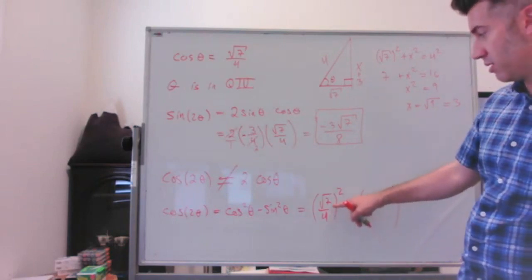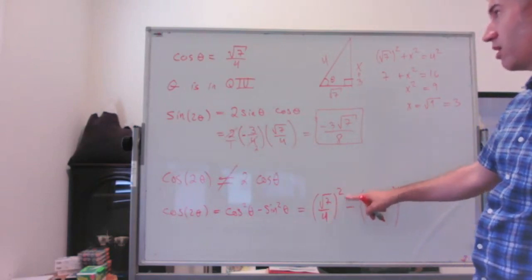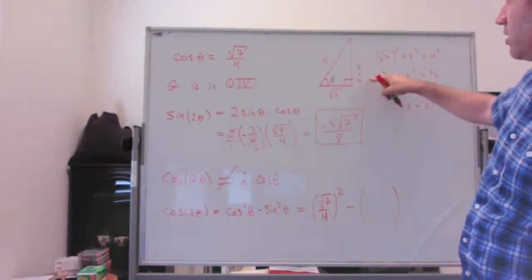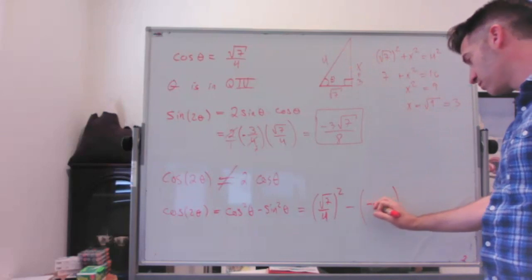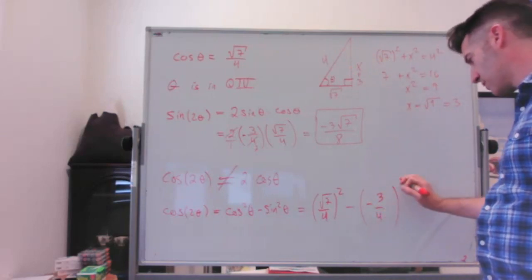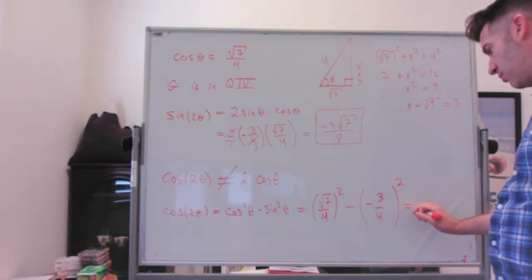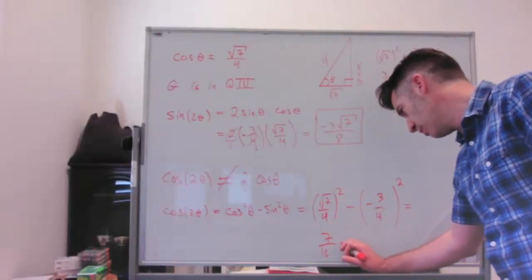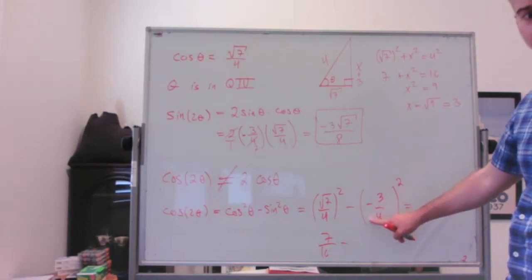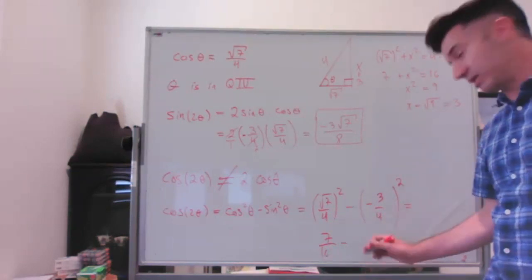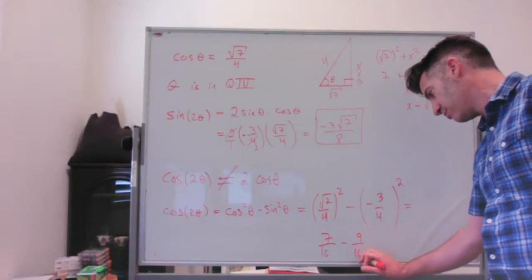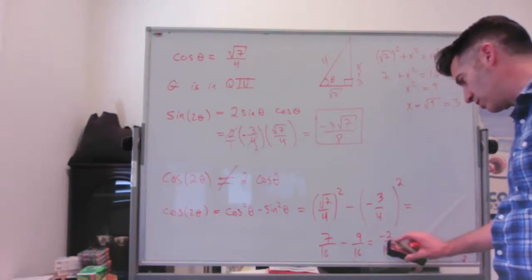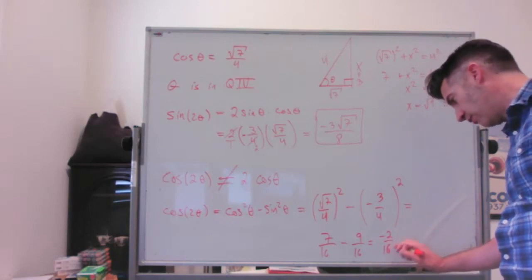Cosine of 2 theta is going to be cosine squared, which is root 7 over 4 squared, and then minus sine squared. And sine we just figured out was -3 over 4, squared. So I end up with 7 over 16 minus a negative thing squared, which is positive, so it's going to be minus 9 over 16, which is going to equal -2 over 16, which reduces to -1 over 8.